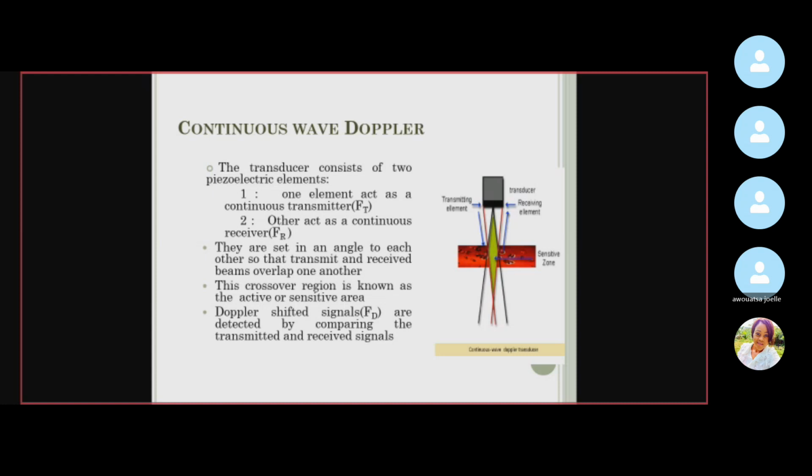And the Doppler shifted signals, how do we get a Doppler shift? It is detected by comparing the transmitted and the received signals. So remember that in continuous wave Doppler, as the name suggests, we continuously get both signals, that is transmitted as well as received.